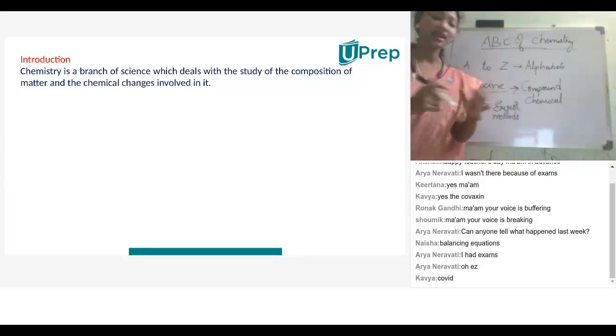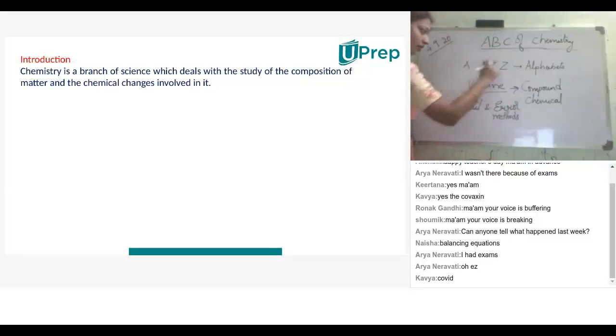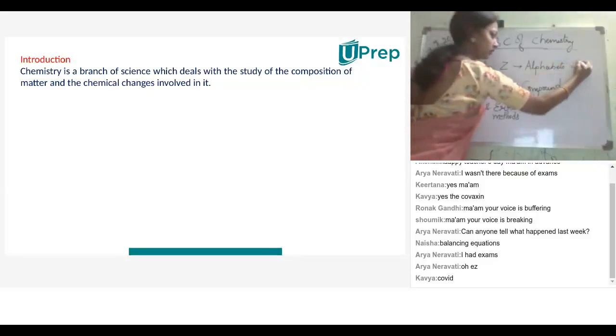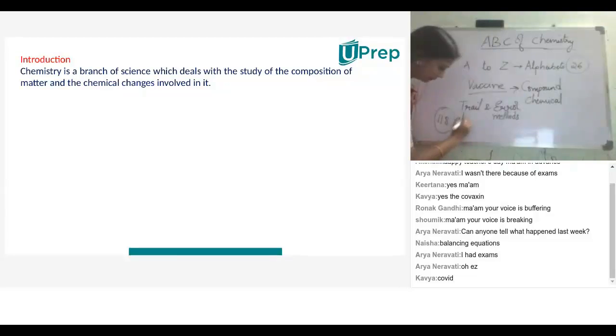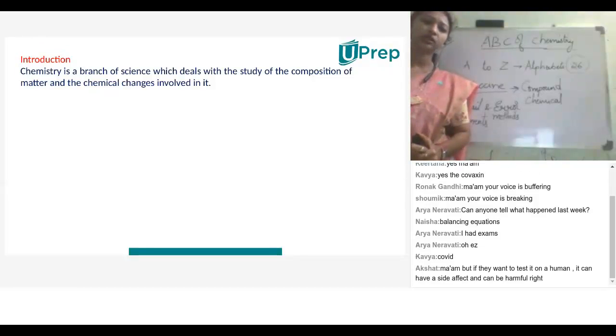With these 118 elements only, like the alphabets A to Z, 26 letters, from which words and sentences are framed, in the same way, from these 118 elements only, this many kinds of chemicals are obtained. Understood, children?